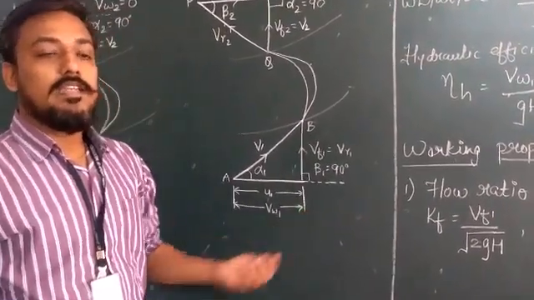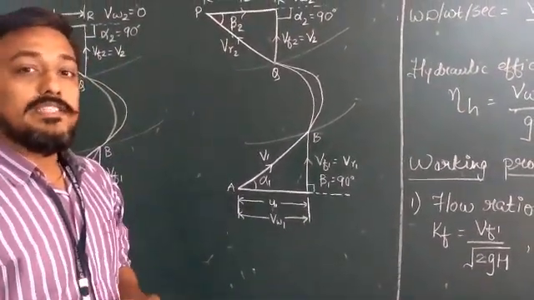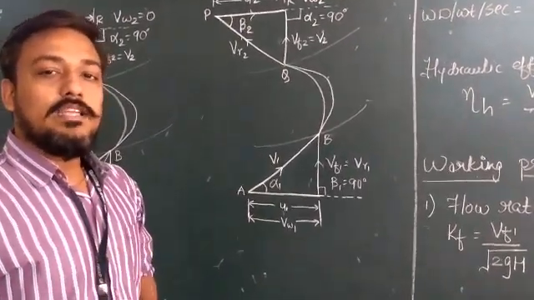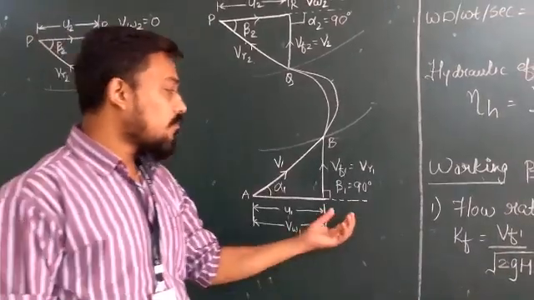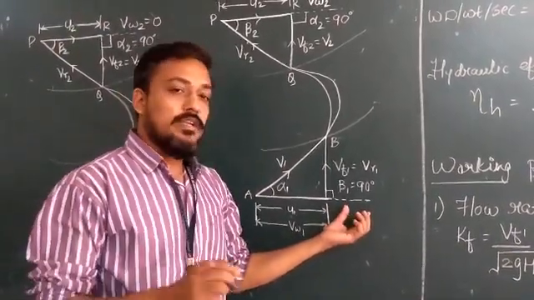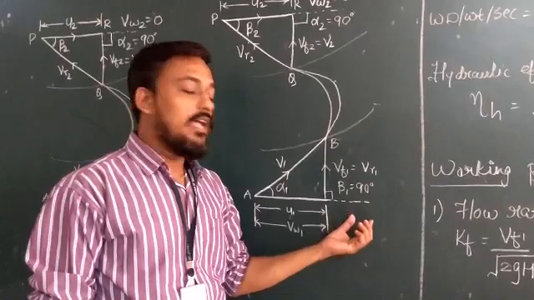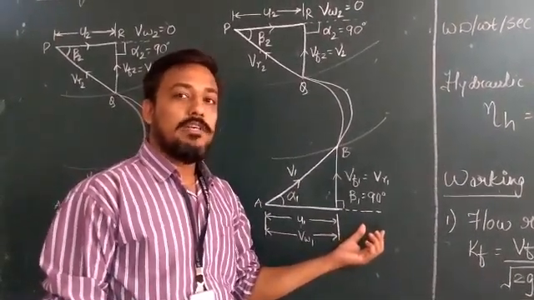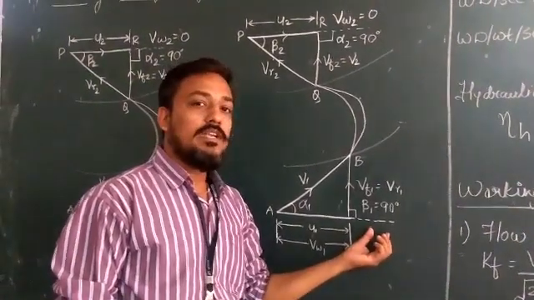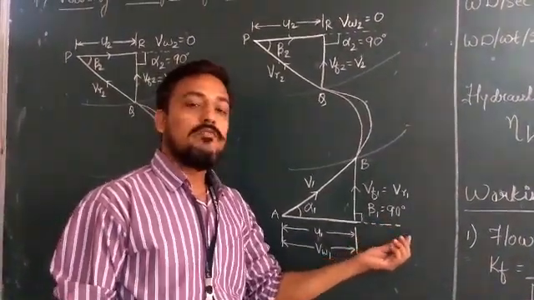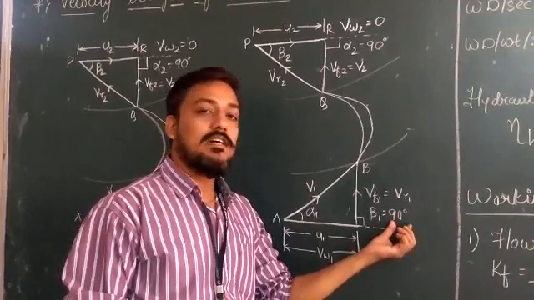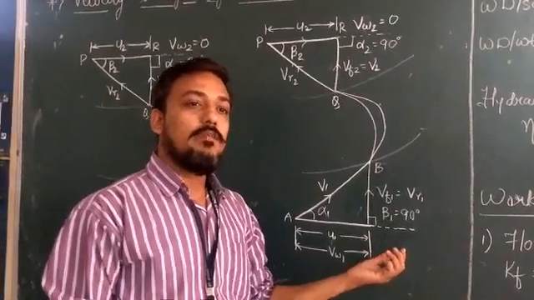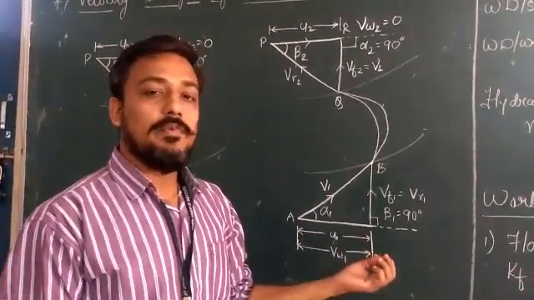Degree of reaction is defined as the ratio of change in pressure energy in the runner to the change in total energy in the runner. In this case, if you derive the relation, according to the relation the degree of reaction will be equal to 1 by 2, that is 50%. So here, if we put beta 1 equal to 90 degrees in the relation of the degree of reaction, then the degree of reaction will be 1 by 2, that is 50%.